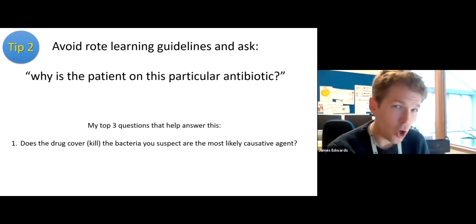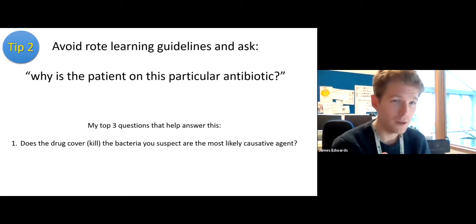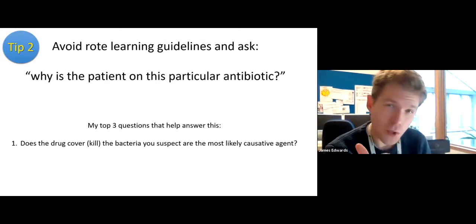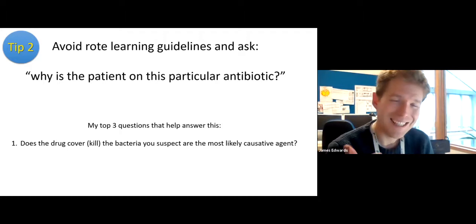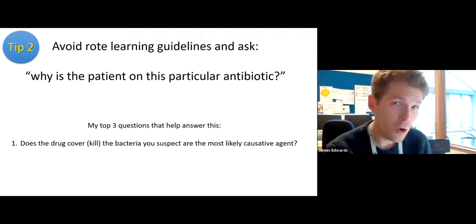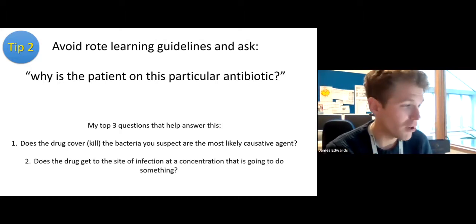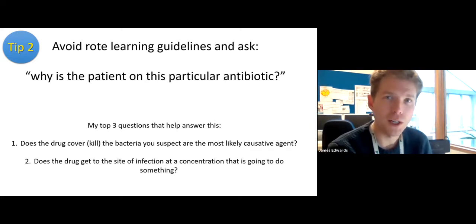My 3 top tip questions to help you with this are as follows. Number 1, does the drug cover or kill the bacteria that you suspect are the most likely causative agents for that person's infection? The second, that's often overlooked, is whether that drug actually gets to the site of infection. That's such an important question to ask.